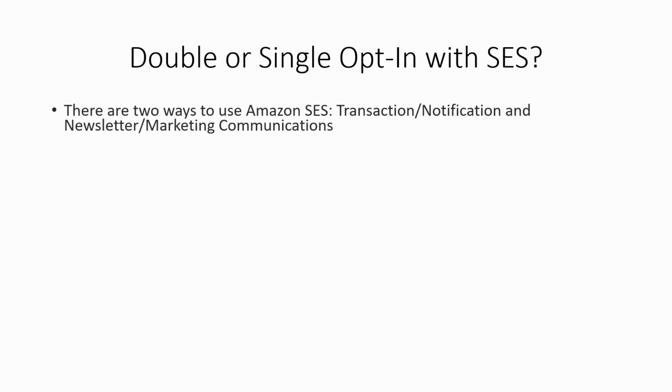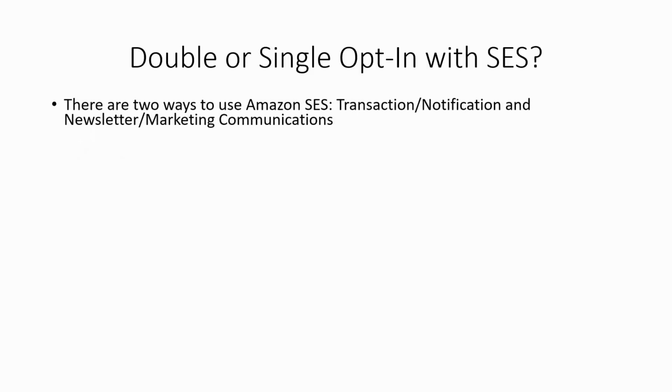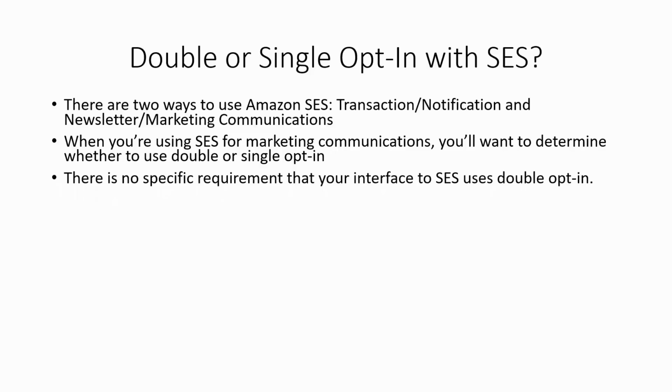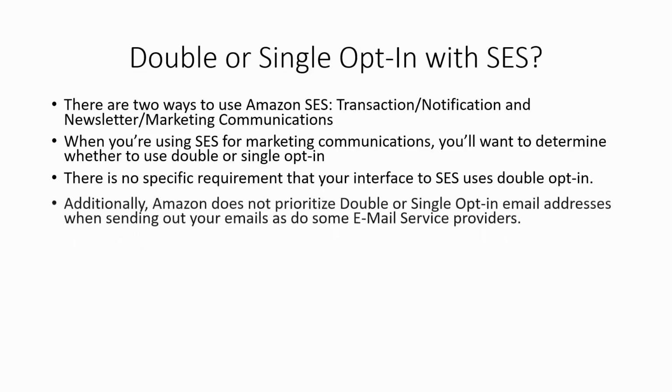Welcome back. You will be faced with the question of whether or not you must use double or single opt-in when it comes to Amazon SES. Now, there are two ways, obviously, to use Amazon SES: transaction or notification emails or marketing communications. And when you're using SES for marketing communications, you will want to determine whether or not you're going to use double or single opt-in. And there is no specific requirement that the interface you're using with Amazon SES uses double opt-in. So you can do single opt-in when you're using Amazon SES.